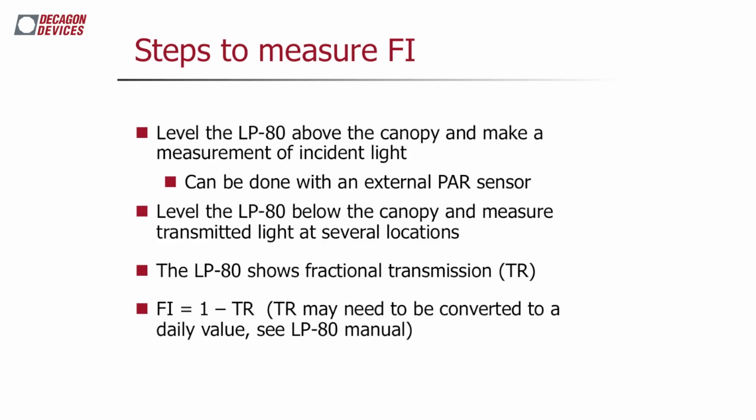So how's that done? Well, we either use an external sensor, a radiation sensor above the canopy, or just put that sensor, the LP80, above the canopy, take an incident radiation measurement, and then take many measurements leveled below the canopy in several locations to take the below canopy measurement. And the LP80 actually computes this TR value, or I often call it tau, this transmission coefficient below the canopy. Well, that's the radiation that is actually making it through the leaves to the ground. We still got to do a 1 minus that tau value to get this fraction of interception value.